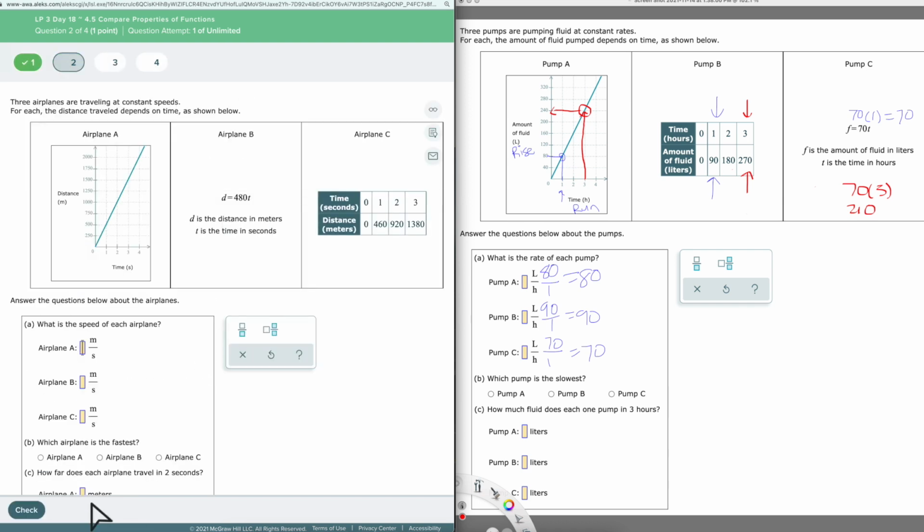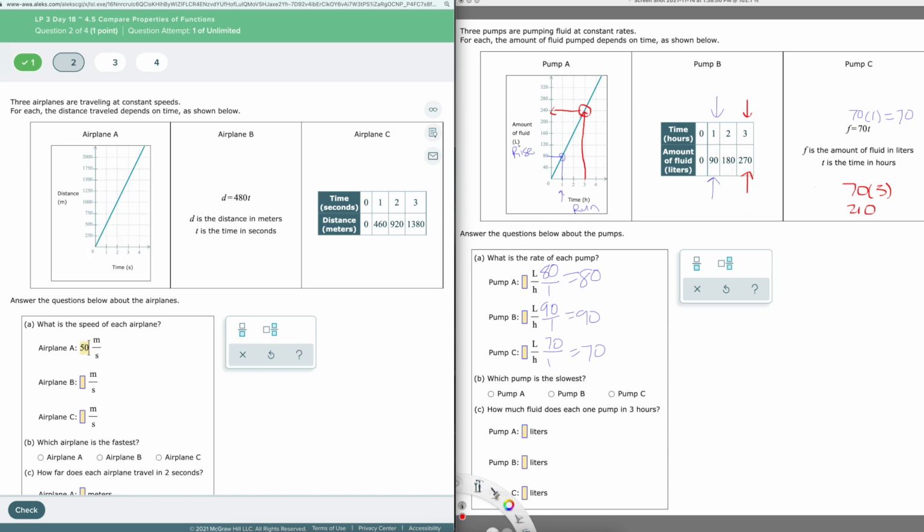All right, so we're going to do the same thing. Now we have airplanes traveling at a constant speed, so it's the exact same idea here, but we're going to go through and do meters per second. We want to find the slope, what is the speed of each airplane, so we want to do 1 second, and I want to know how many meters they've moved after 1 second. So if I come here to this graph, I have 1 second, and it would be 500.